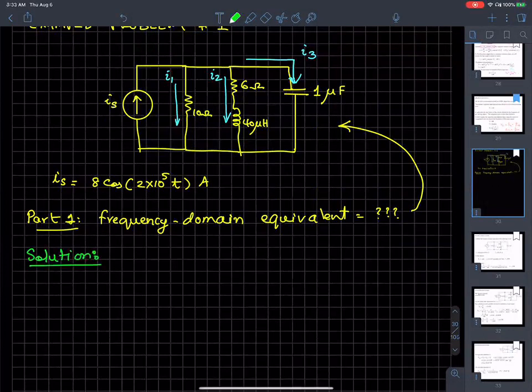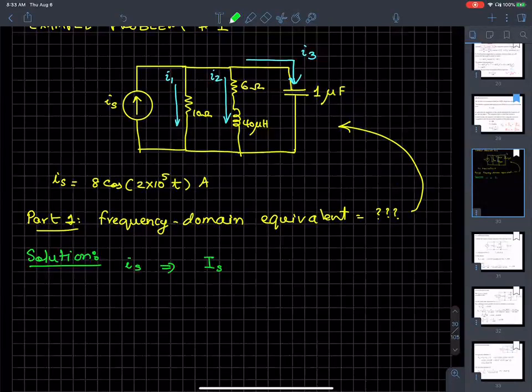Given a circuit with a resistance, inductance, and capacitance, and a time varying input signal, how do you construct the frequency domain equivalent of it? The first thing I'm going to do is take this current source IS and represent it using its phasor. When I convert this time domain signal into phasor form, I'm using boldface capital letters. The phasor equivalent of this is, remember, 8 angle 0 degrees.